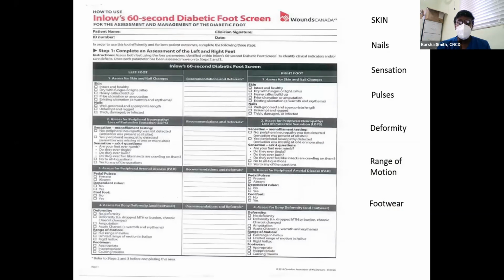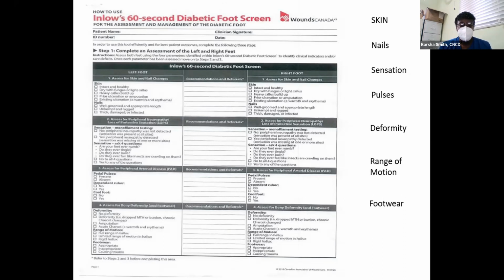What we use is the 60-second foot screening, and we look at the skin. So we want to know, is the skin intact and healthy? I won't go through all of them. We look at the patient's nails, because you know there's a proper way to cut their toenails. We look at the sensation, because we're going to know whether or not this patient is having some sort of nerve damage. And we do both feet. We also look at their pulses. So we want to know if the pulse is present on both sides. We also observe both feet for deformity and range of motion.